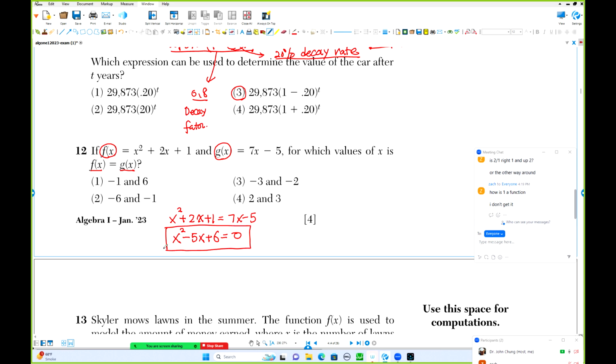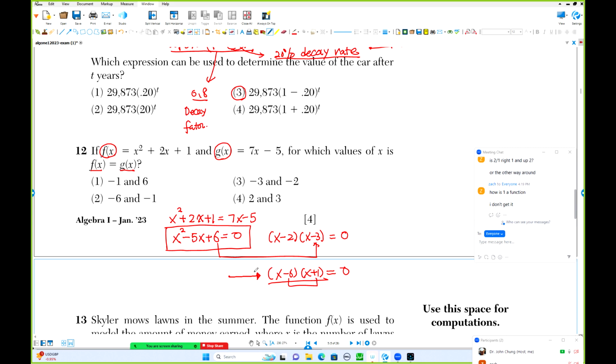Always we need this to factor, okay? This is factorable. How can you factor? x minus 2, x minus 3 equals 0, okay? Check it out. Negative 2 times negative 3 is what? Positive 6. You have to make sure, okay? Not this one. Okay? This is negative 6 times 1 is negative 6. This is positive 6, okay?